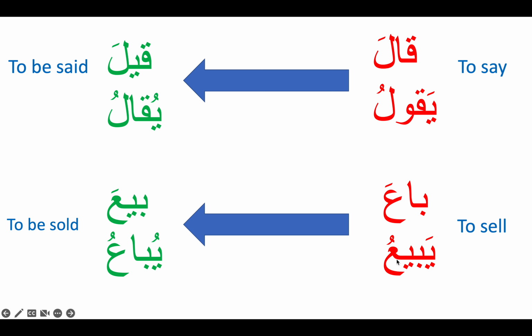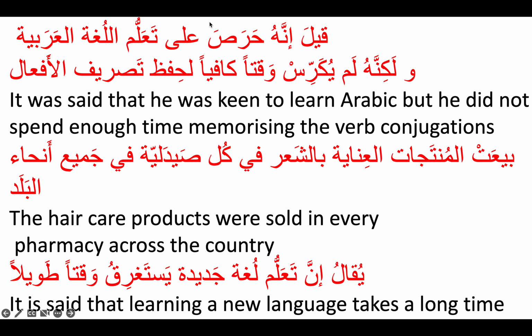يبيع means he sells. You want to make it passive? It's يباع. Now notice with قال in the present, it's يقول with a wow. But for باع in the present, it's ya. Well, they both in the passive present take an alif. So the wow becomes an alif here, and the ya becomes an alif here. So يباع means it is sold. That's a masculine product. If the product or object was feminine, it would be تباع. Okay. Let's see some examples to illustrate this further now.